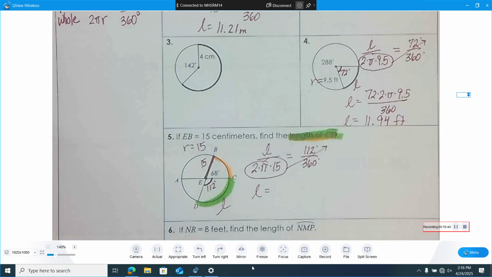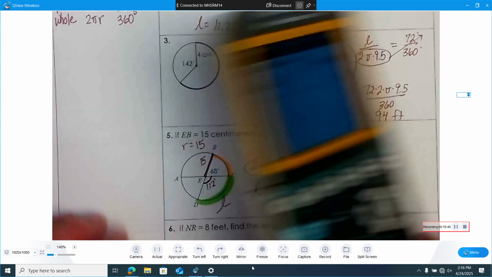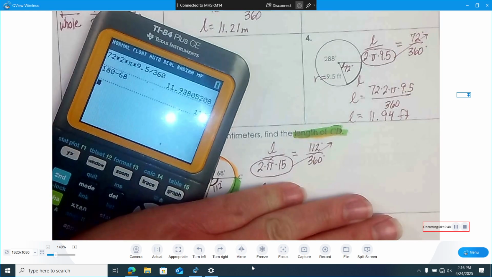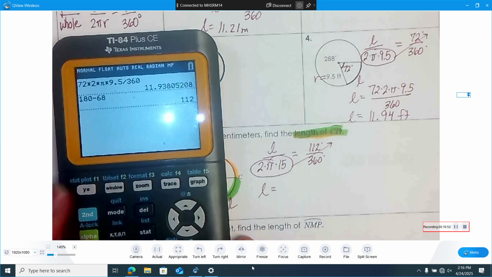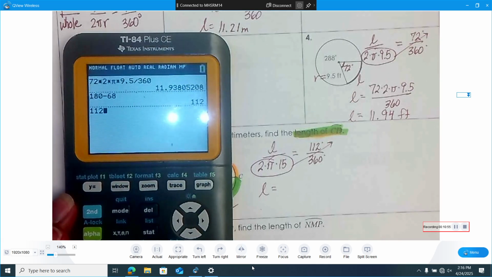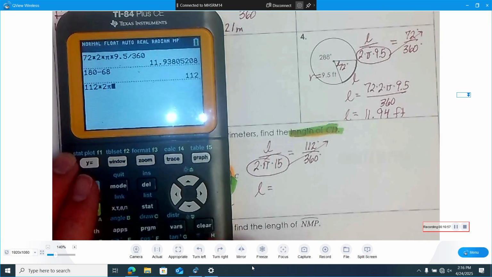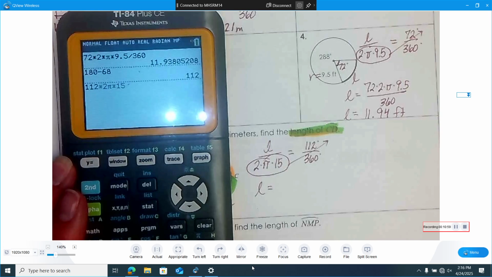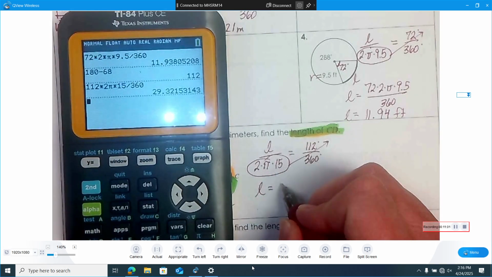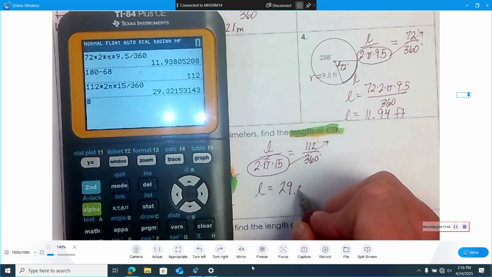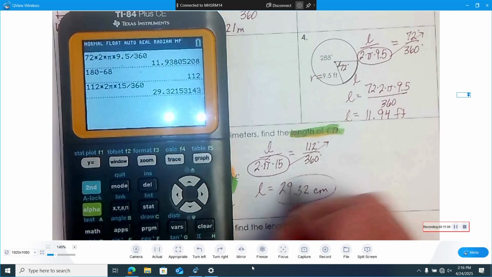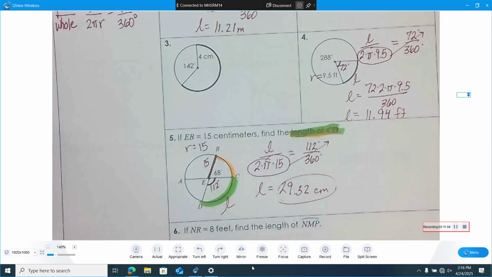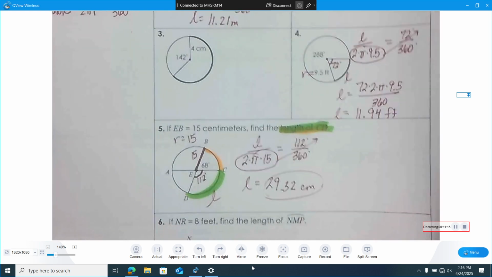which I think I'm just going to go ahead and do on my calculator, because once you set it up, is the rest of it super easy to do in your calculator? Yeah, all right. So I'm just going to go ahead and do 112 times 2 times pi times 15, and then divided by 360. And I get 29.32 centimeters. All right, any questions? All right.